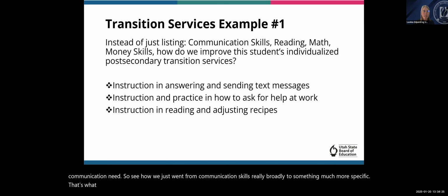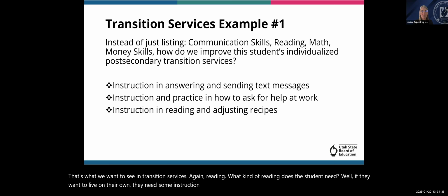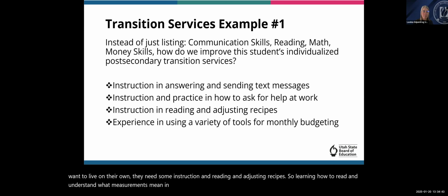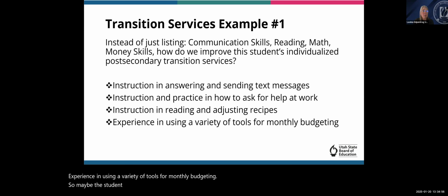Again, reading. What kind of reading does the student need? Well, if they want to live on their own, they need some instruction in reading and adjusting recipes. So, learning how to read and understand what measurements mean in recipes. That's a targeted transition skill. And then again, money skills, that was super vague. So let's make that more specific. Experience in using a variety of tools for monthly budgeting. Maybe the student needs to be introduced to a spreadsheet for budgeting, or an app, or how to access online banking. So again, a lot more specific to the need of the student. That's what we want to see for transition services.